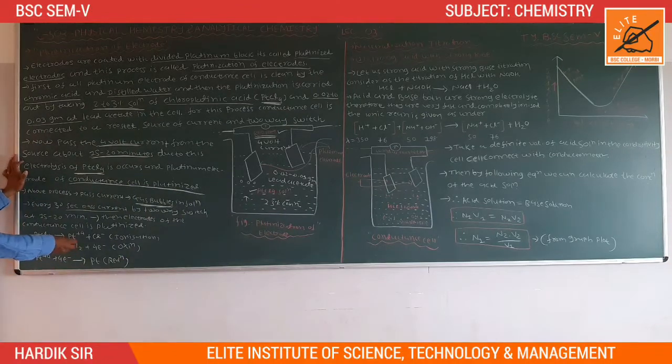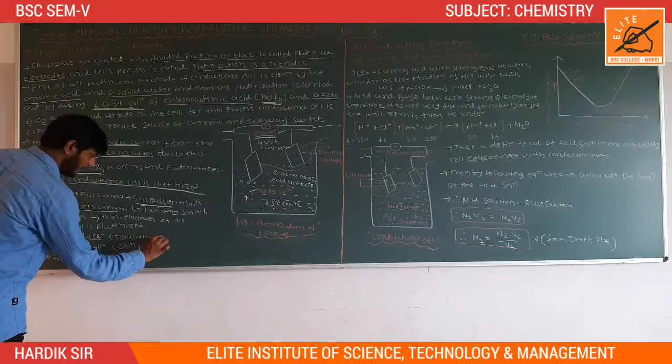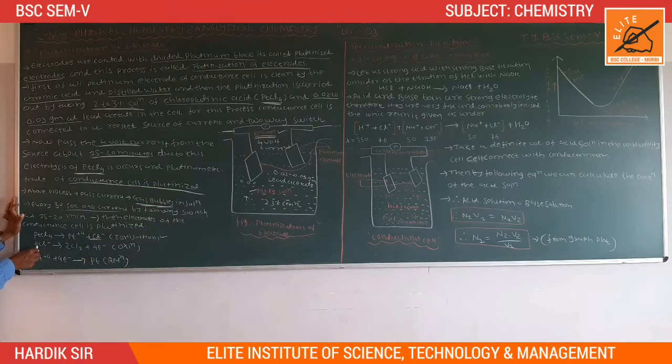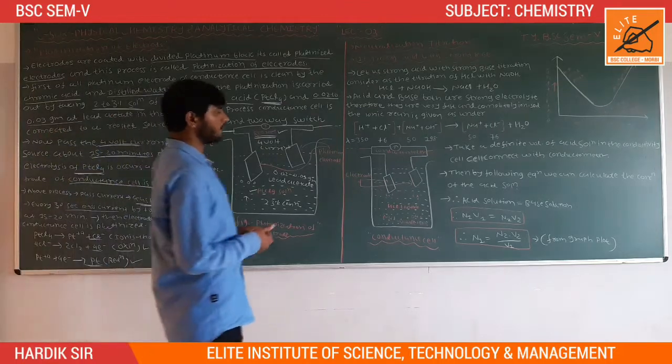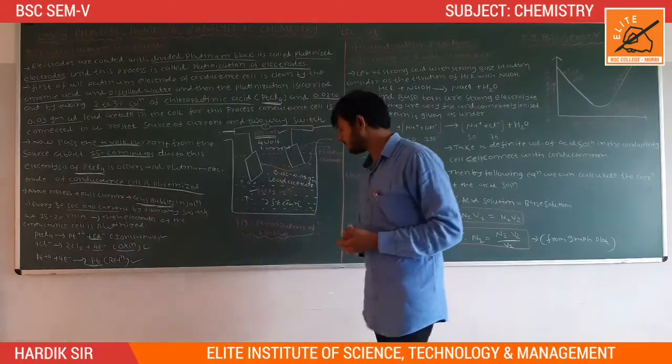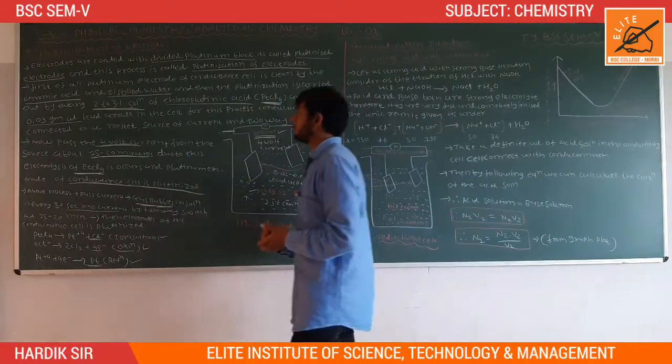Then the reaction in the cell is PtCl4 gives Pt4+ plus chloride ions. This process is called ionization. Then 4 moles of chloride ion give 2Cl2 plus 4 moles of electrons. This process is called oxidation. And then Pt4+ plus 4 electrons gives platinum metal, and this process is reduction. So this is the concept of platinization of the electrode.